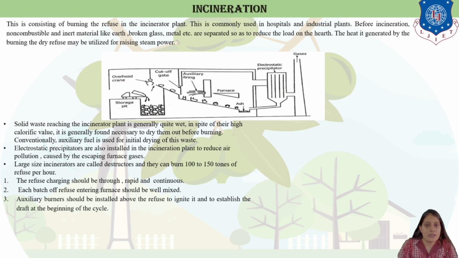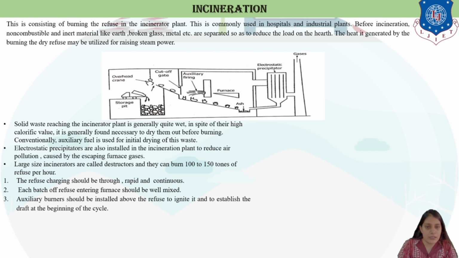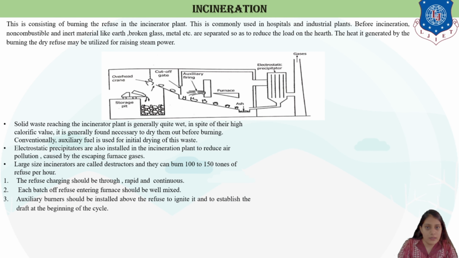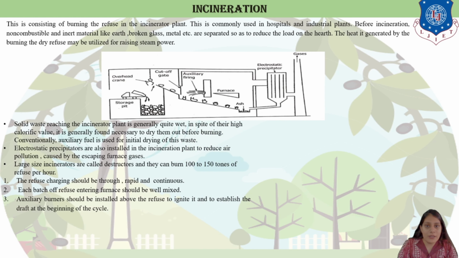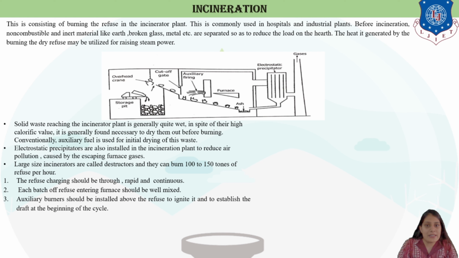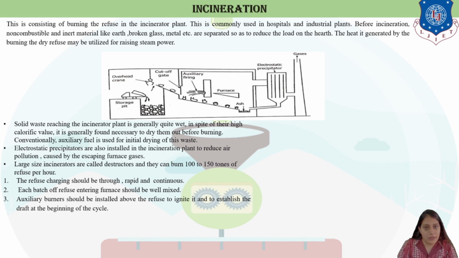The storage pit is shown. The material is thrown into that. Now you can see the hook which is removing the hard materials from it. That is the overhead crane. Cutoff gates are shown. Now high heat is provided to this material, so the material will start burning. Ash is formed. You can see here an electrostatic precipitator is shown. What is that? We change the property of it and we see how much heat is produced. And lastly, the gases which are emitted.